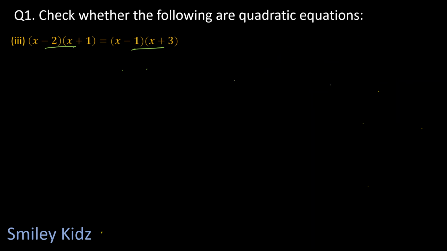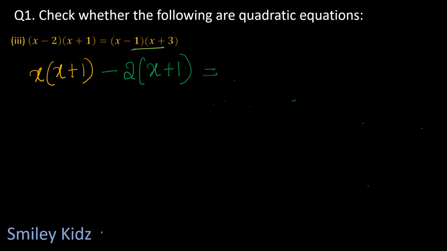We have x minus 2 multiplied with x plus 1. So here it's going to be x into x plus 1. Here I have taken this x, the first term of the first binomial, and multiplied it with the second binomial, isn't it? Then now I'm going to take minus 2 because here the sign of 2 is minus. So it's going to be minus 2 multiplied with x plus 1 equals, the exact same procedure must be applied here as well. x into x plus 3 minus 1 into x plus 3.